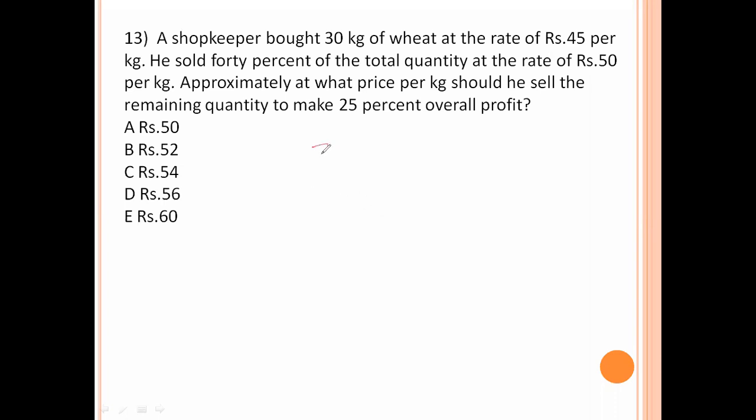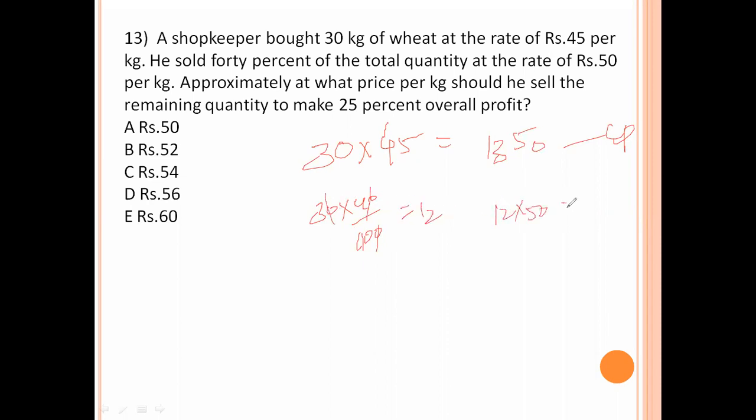30 kilos of rice at 45 rupees per kilo is the cost price. 30 times 45 is 1350. This is the cost price. 40% of these 30 kilos means 40 by 100, which is 12 kilos. These 12 kilos sell at 50 rupees, that is 600 rupees.